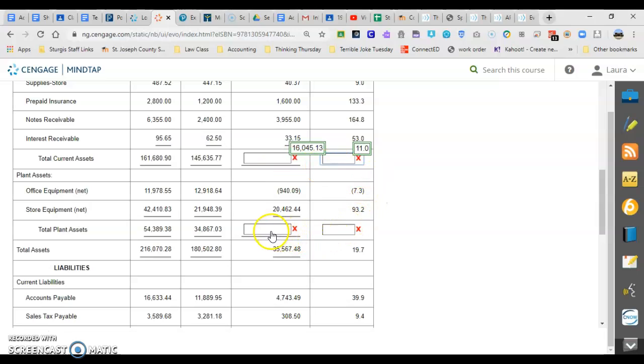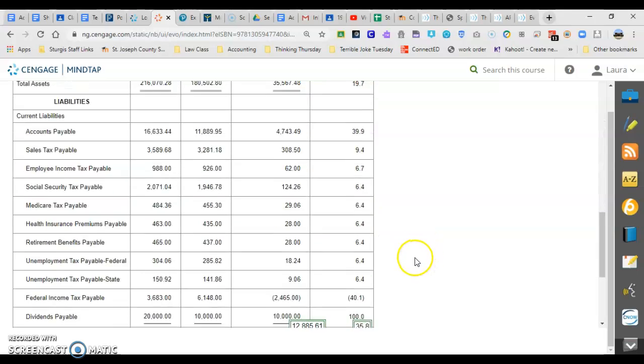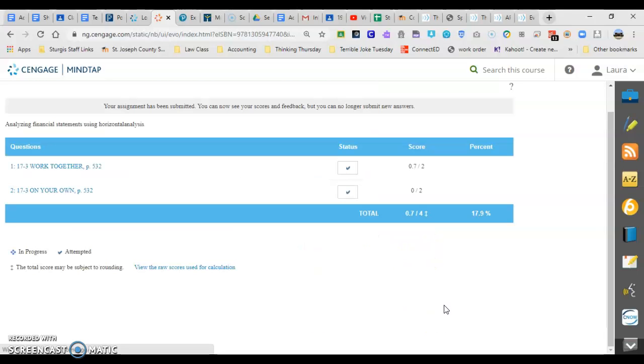Your current assets went up. Your plant assets went up 56% from the prior year. So this will tell you some information about what's going on from the previous year to the current year. Your inventory went up 6%. Your accounts receivable, the book value of your accounts receivable, which is how much you're really worth, is up 14.5%. So that is the horizontal analysis of an income statement and a balance sheet.